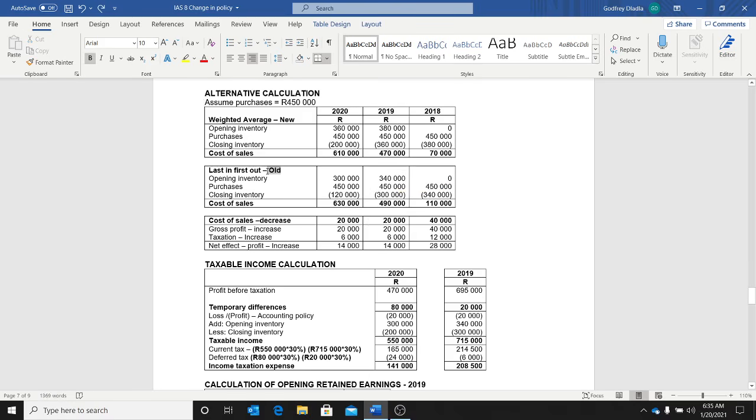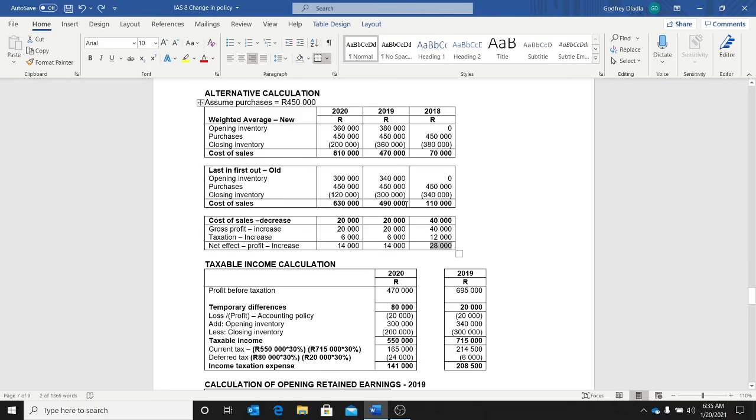Now, what is happening here? I want to move from the old, which is last in, first out, to the new. Now, let's compare. If I'm here in the old one, in 2018, I might have 110, and I want to move to the new one, which is 70. It tells me that I must decrease my cost of sales by 40. If I decrease my cost of sales by 40, the profit will go up, the tax will go up, my net is 28 after tax.